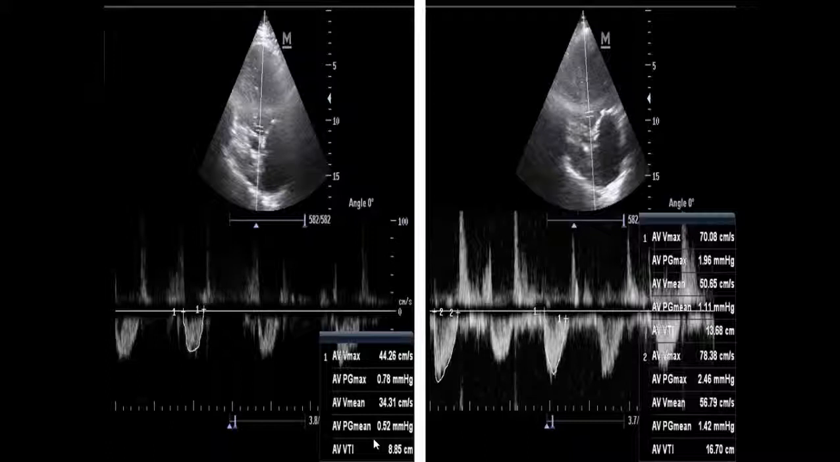As you see, ultrasound has a very great value in assessing acute renal failure.